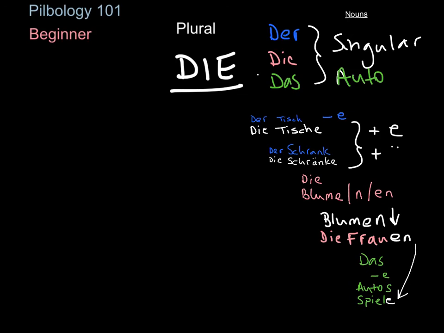So there you have an introduction to nouns, and more importantly, a quick introduction to how to form their plurals as well. Bearing in mind these rules are always going to apply. And just a quick recap: masculine nouns, so der is written in blue, feminine die is written in pink, and das, green, is for the neuter.